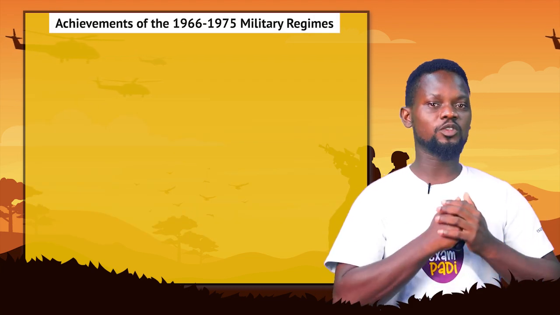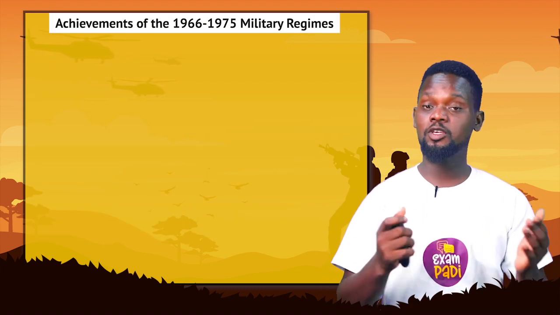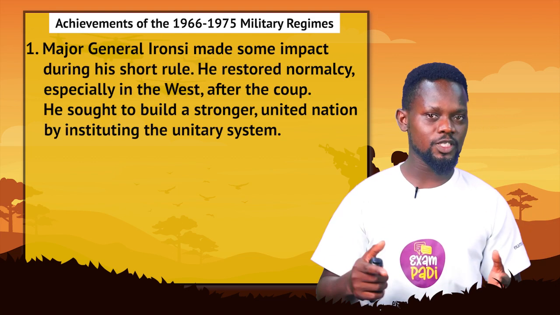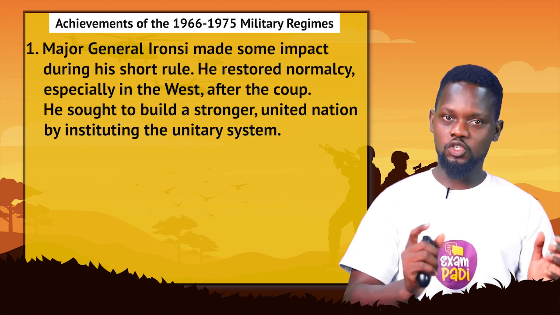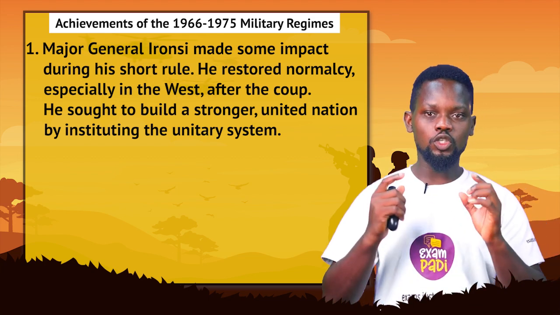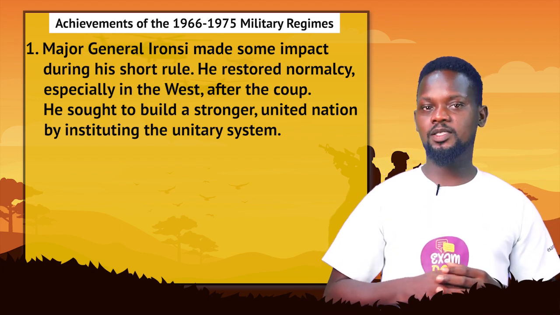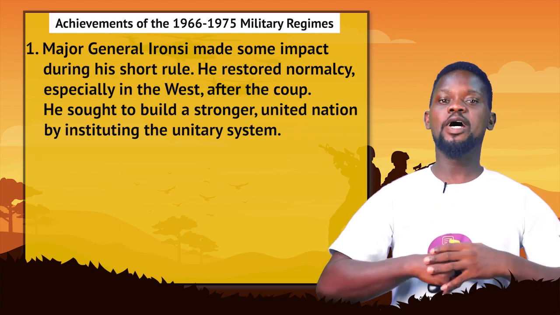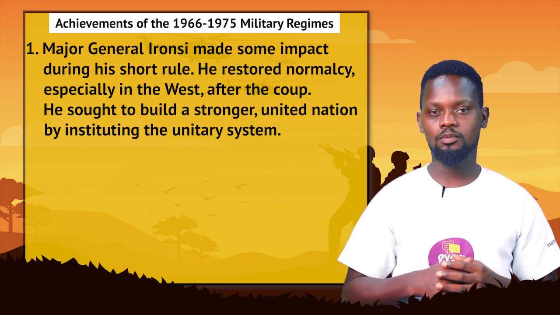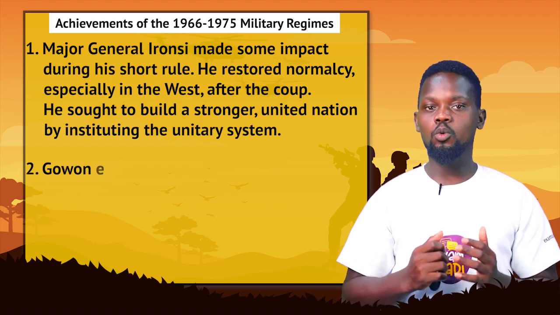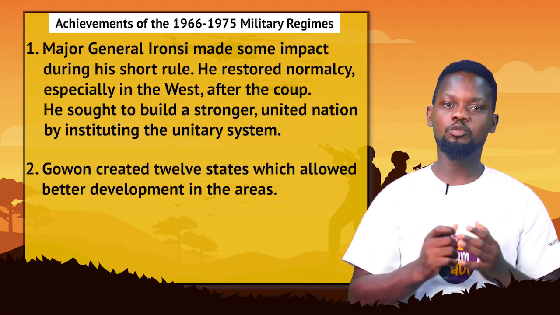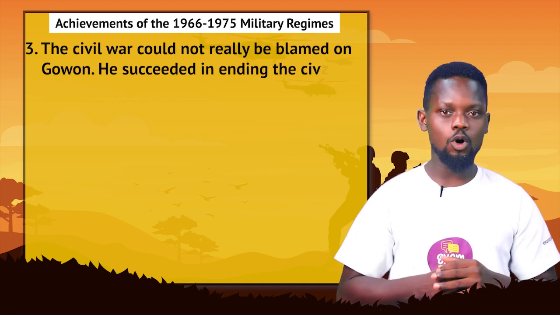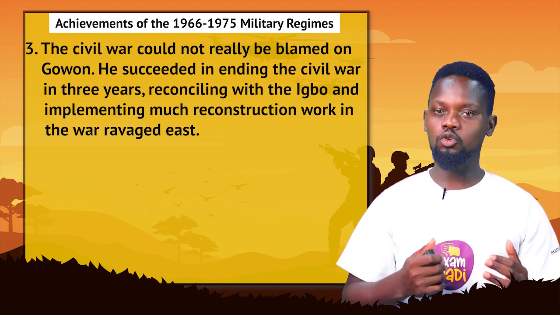What were the achievements of the 1966 to 1975 military regimes? Number 1. Major General Ironsi made some impact during his short rule. He restored normalcy, especially in the West, after the coup. He sought to build a stronger United Nation by instituting the unitary system. Number 2. Gowon created 12 states which allowed better development in the area. Number 3. The Civil War could not really be blamed on Gowon.